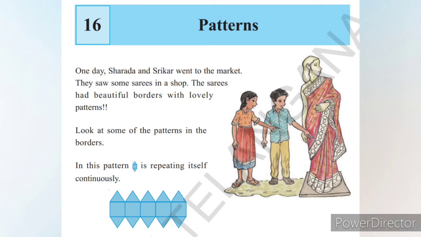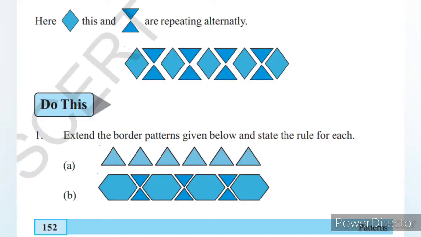Look in your textbooks, patterns. One day, Sharada and Srikar went to the market. They saw some saris in a shop. The saris had beautiful borders with lovely patterns. Look at some of the patterns in the borders. In this pattern, the blue color shape, that is a hexagon with 6 sides, is repeating itself continuously. See, in the next pattern, two shapes are repeated alternatively.